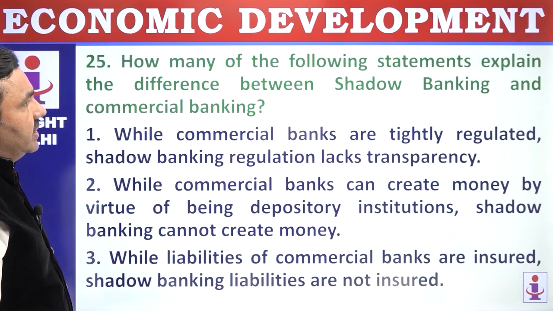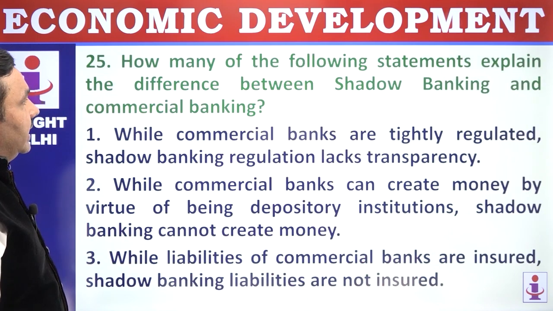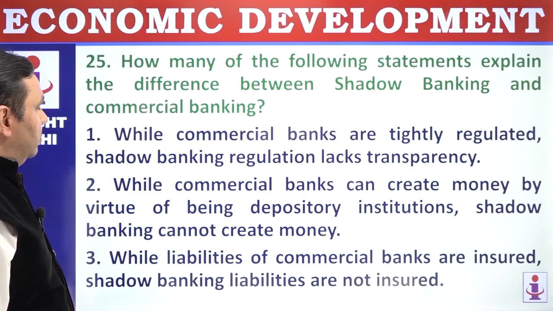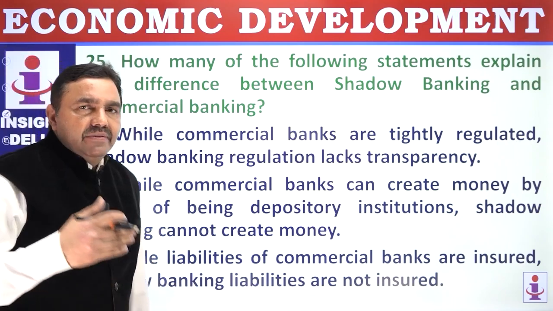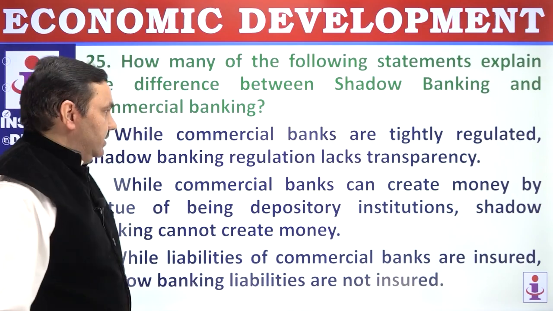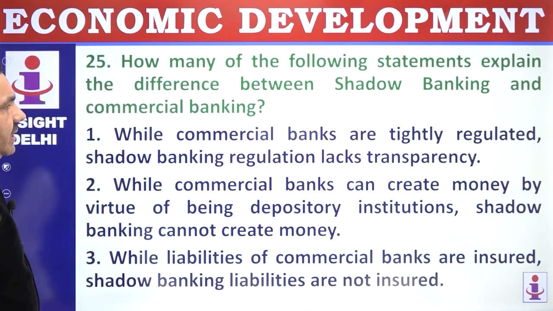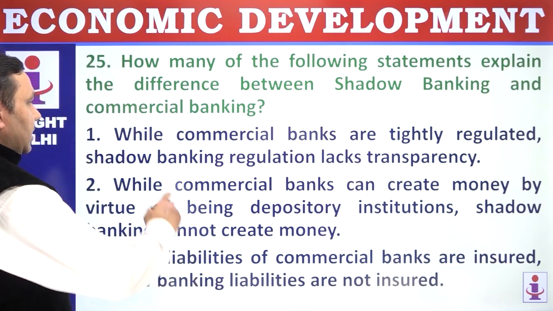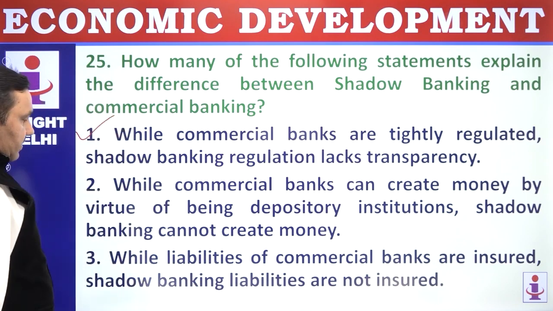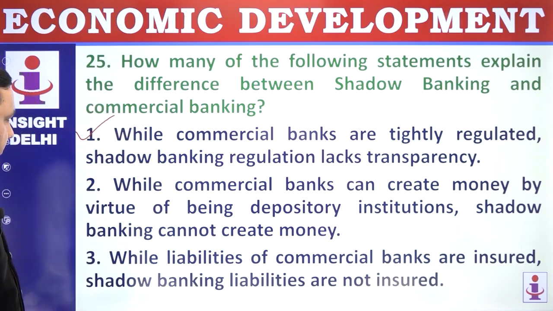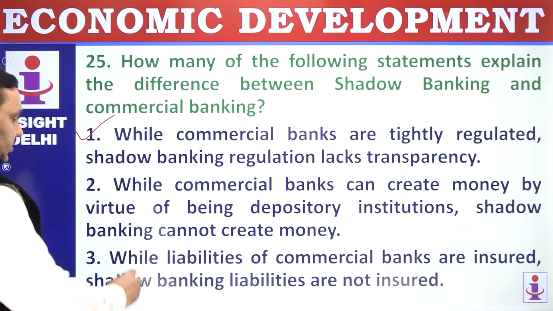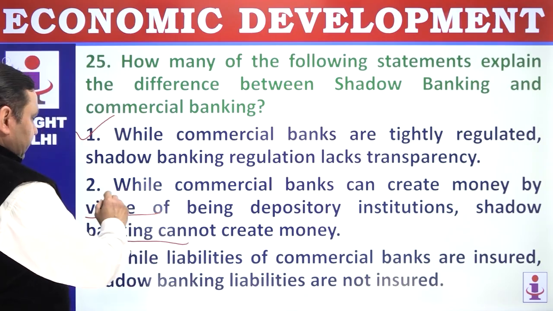25. How many of the following statements explain the difference between shadow banking and commercial banking? Shadow banking means NBFCs or payment banks. They are termed as shadow banking. While commercial banks are tightly regulated, shadow banks are less regulated. They lack transparency. While commercial banks can create money by virtue of being depository institutions, shadow banks cannot take deposits.